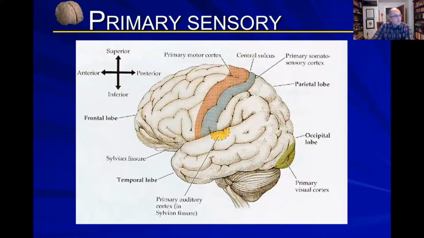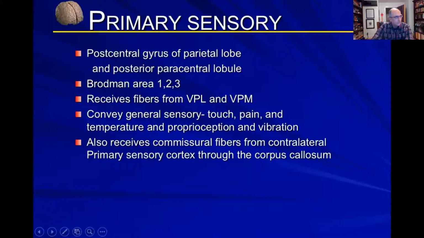Primary sensory. So the primary sensory cortex is here in this kind of bluish color, right behind the central sulcus. That primary sensory cortex is located in the postcentral gyrus of the parietal lobe and posterior paracentral lobule. So you're going to see references to Brodmann areas. I think these are a little bit outdated, but since they crop up a lot, I left them in this lecture. So this primary sensory cortex is Brodmann areas 1, 2, and 3.